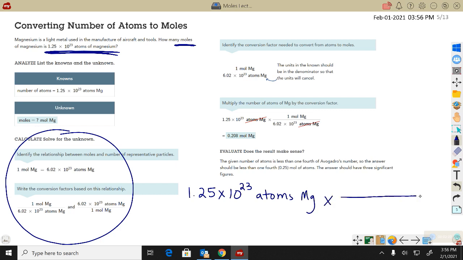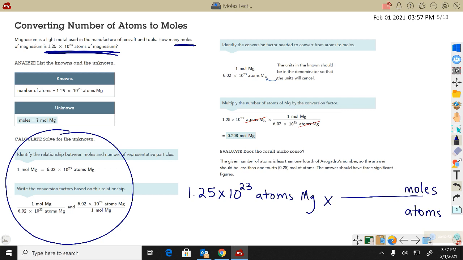Then I set up a proportion. Now the unit that I've been given, I don't want. I don't want my final answer to be in atoms. I know how many atoms I have. So the unit that you start with is going to go on the bottom. That's the one that I want to cancel. The unit that you want goes on top. I want my answer to be moles. How many moles? So I put my units in first, and then I can put the numbers on the proportion.